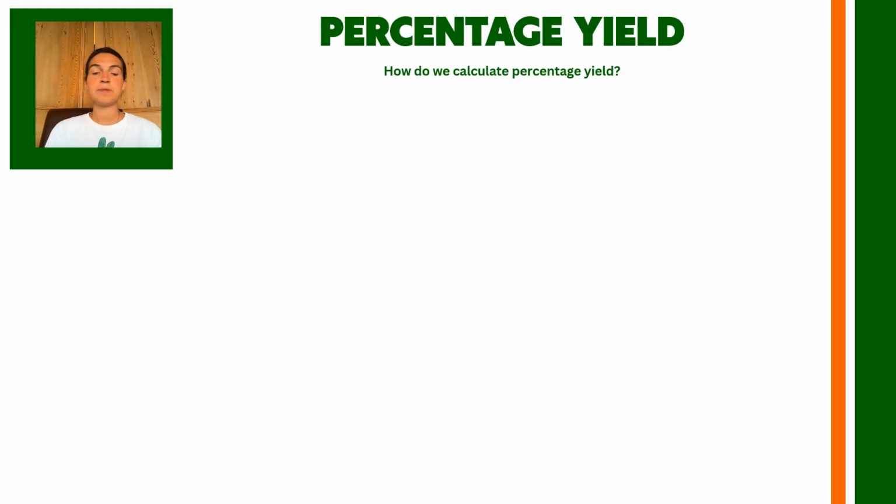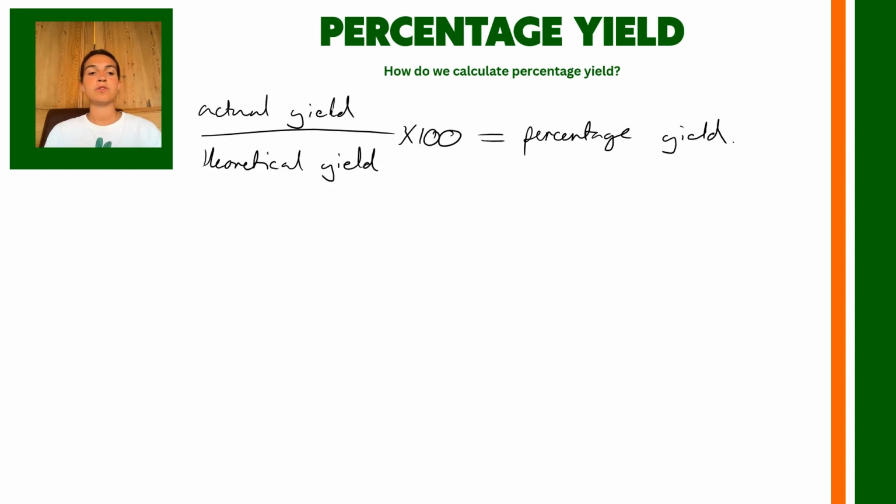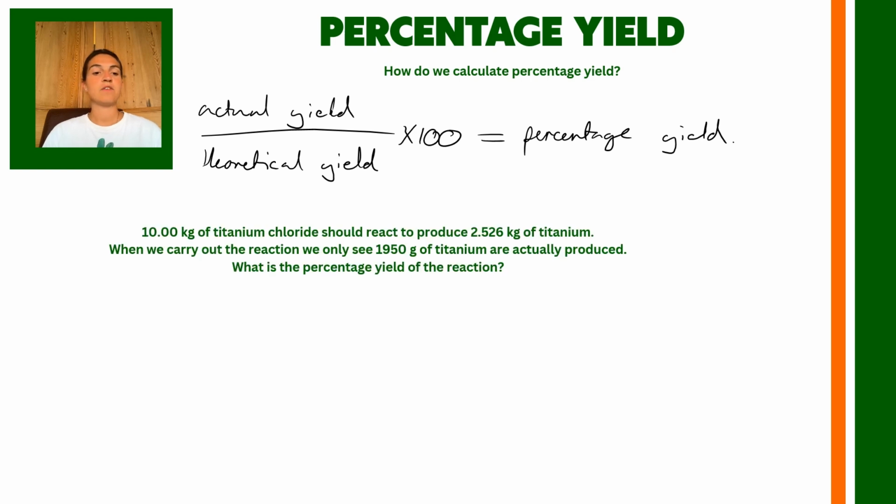Now time to look at some percentage yield questions. So how do we actually calculate percentage yield? Well, you do the actual yield that you get divided by your theoretical yield times 100, and that gives you your percentage yield. So let's do an example to see what we actually mean by that.